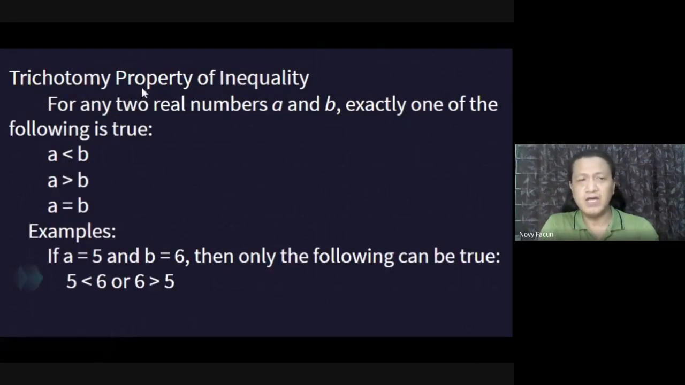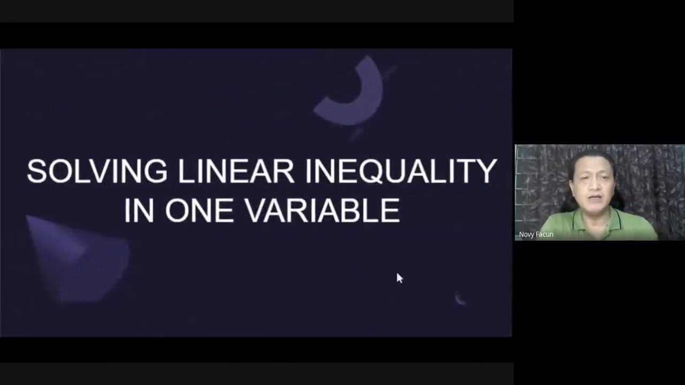An example, if A is equal to 5 and B is equal to 6, then only one of the following can be true: na yung 5 is less than 6, or you can say that 6 is greater than 5. So, isa lang yung pwede maging true. And with that, we are going to apply the properties of inequality to solve linear inequality in one variable.